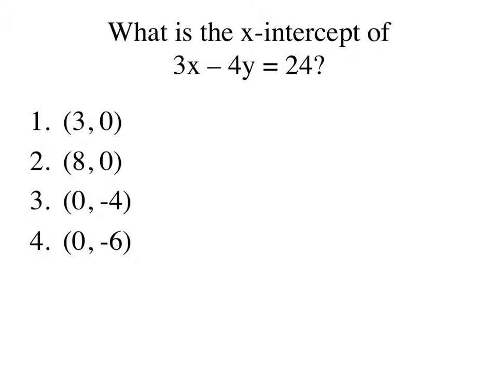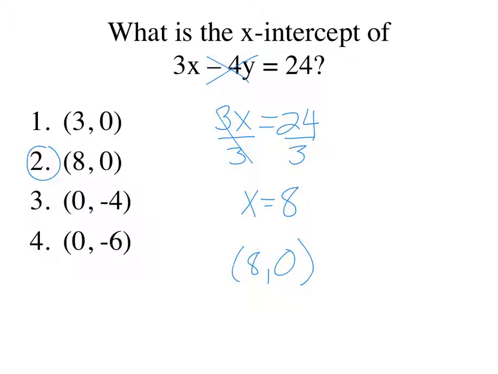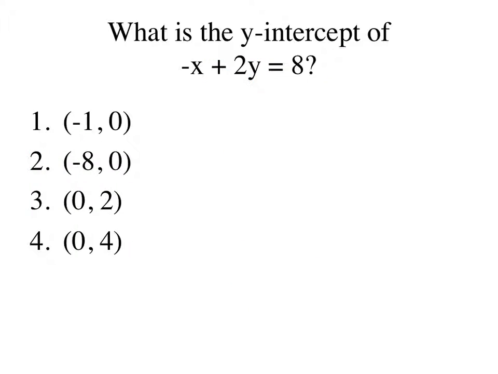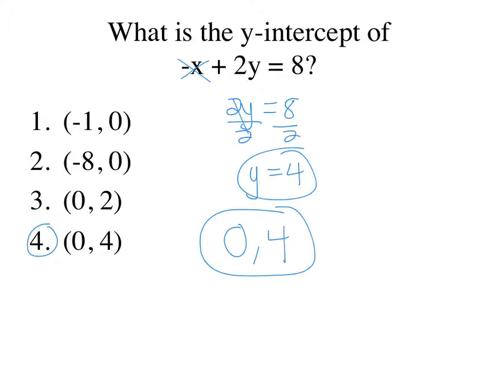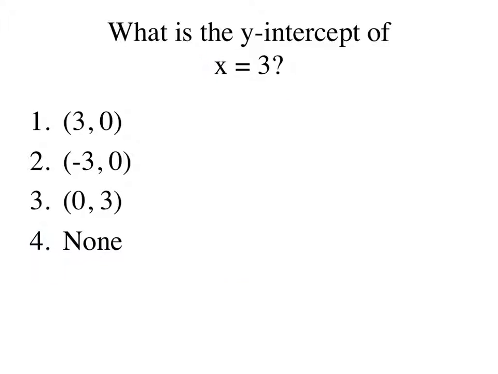So I have a couple practice ones for you guys just to find the x-intercept without the graph. If you can take a look at the equation and see which one of these it would be, go ahead and press pause and then press play when you're ready to check. Your x-intercept should have been 8, 0 for this one. Go ahead and pause and find the y-intercept of your equation here and press play when you're ready to check. And your y-intercept here should have been 0, 4.